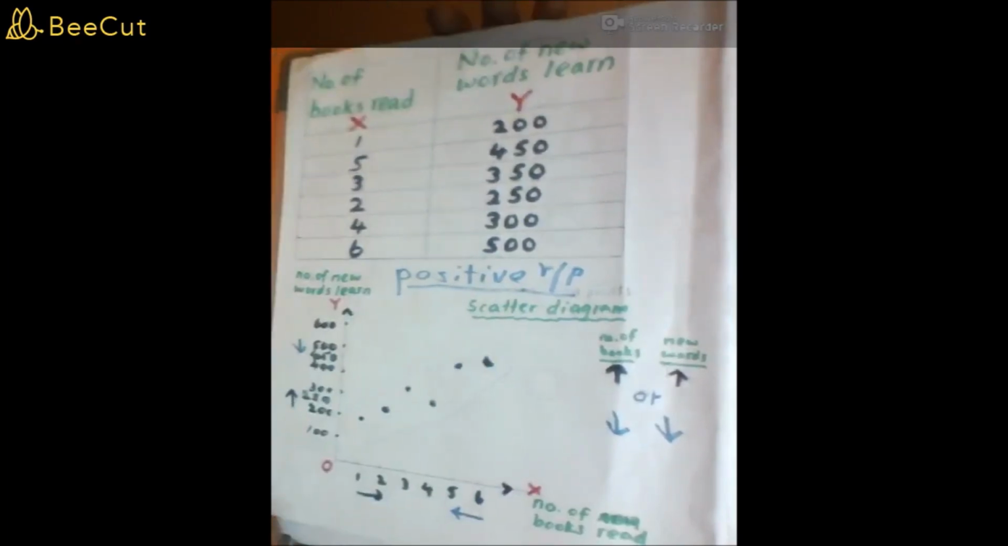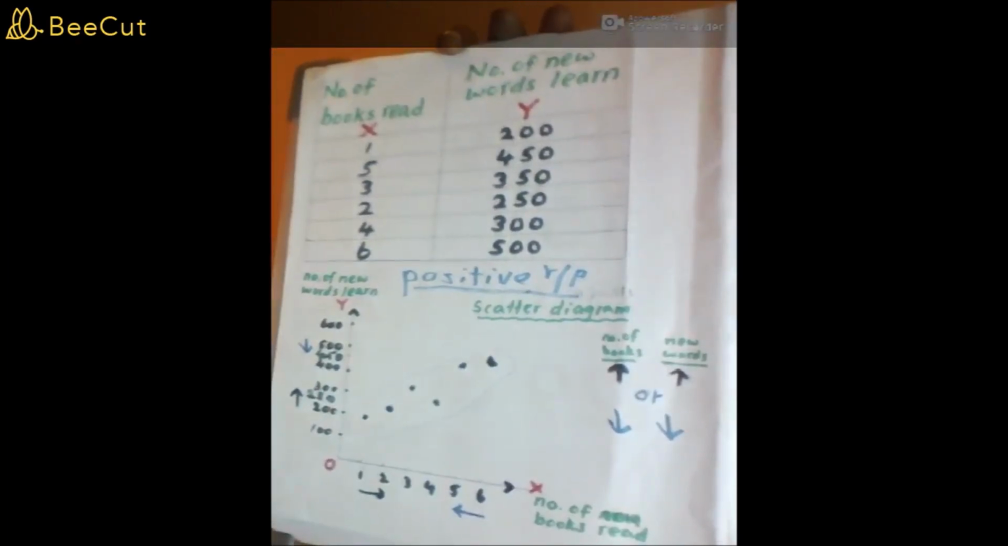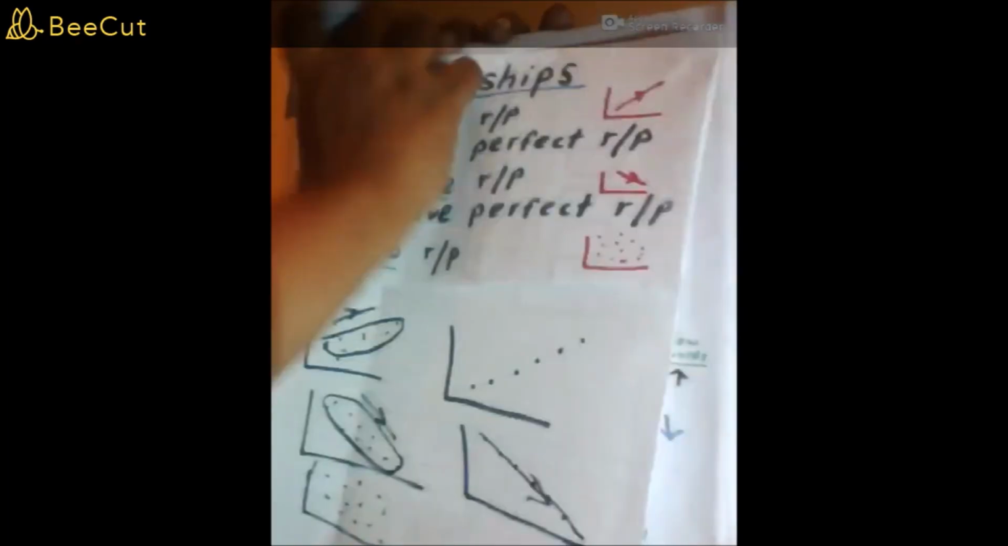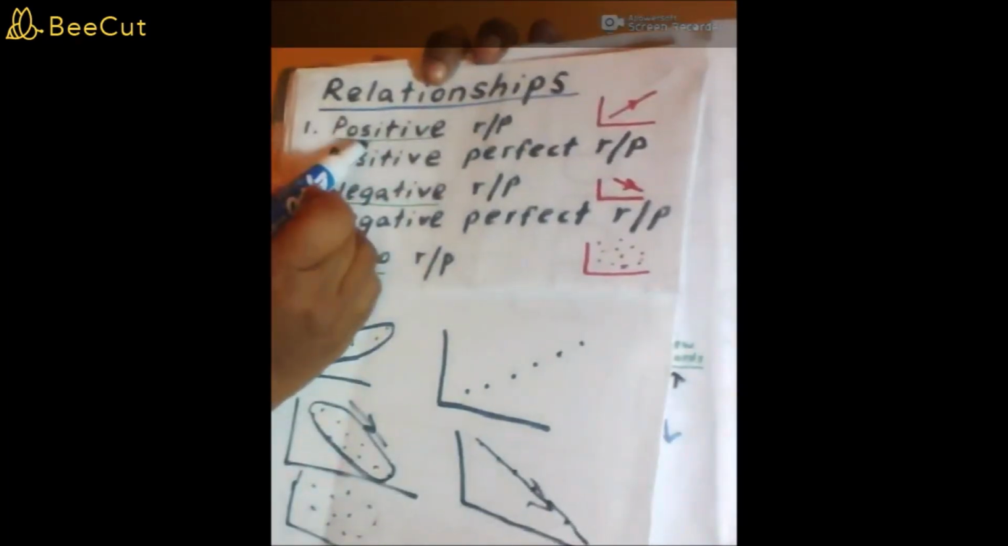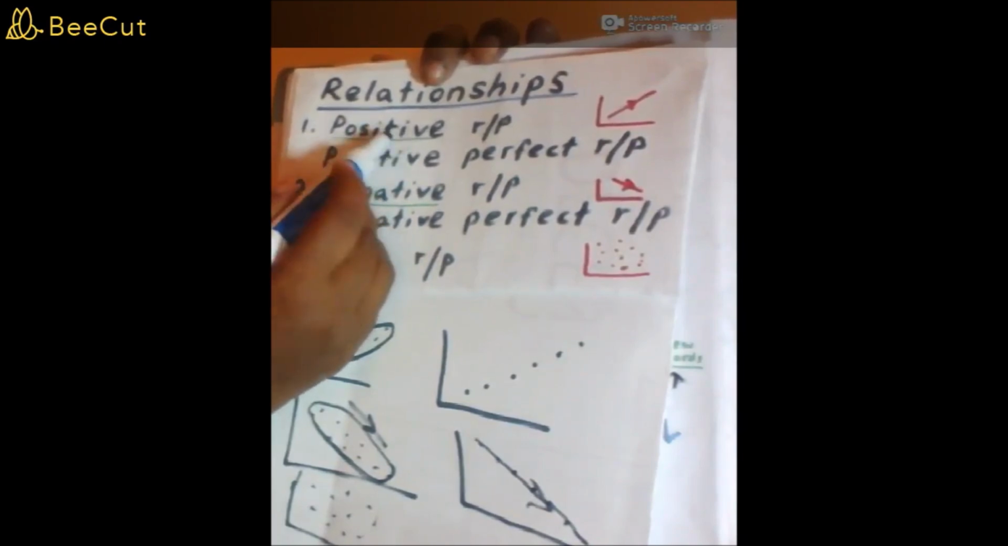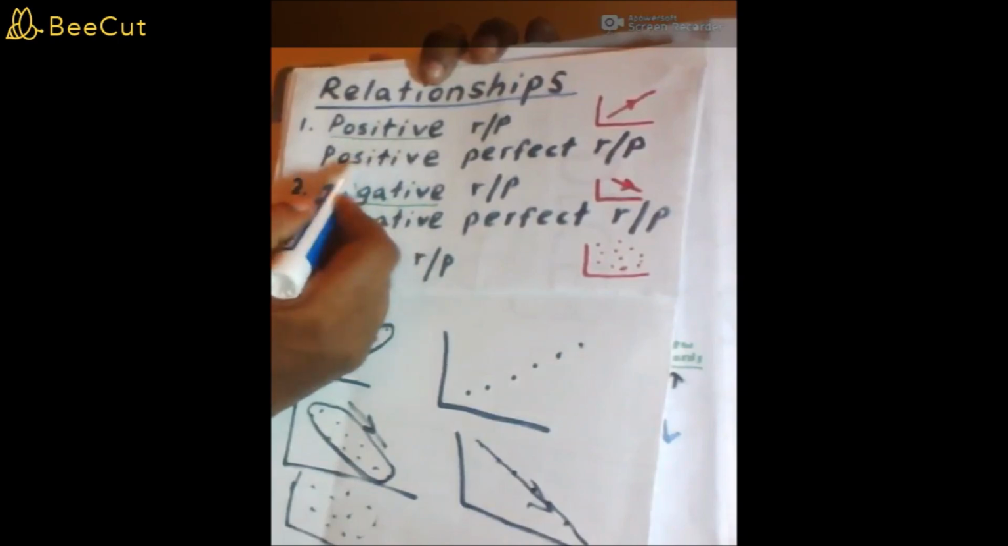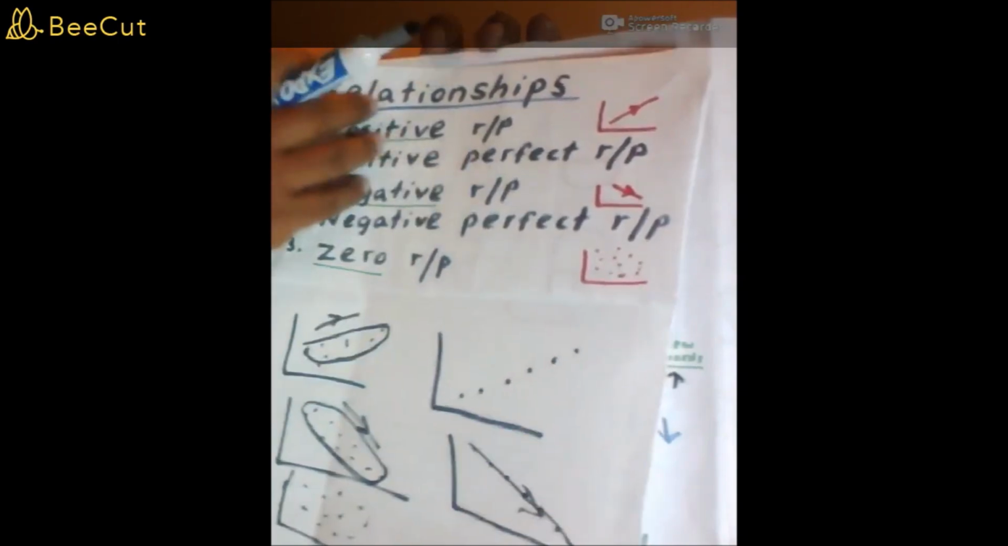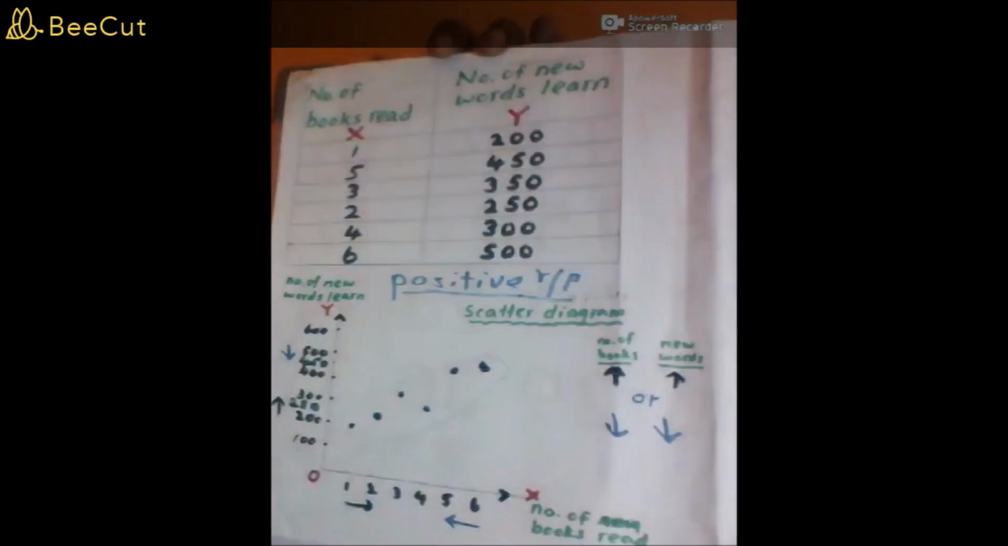Next one. I told you there are 5 relationships here. Positive relationship. Positive means when one variable increases, the other also increases, or when one variable decreases, the other variable also decreases. That's positive. Now we are going to study positive perfect relationship. This one. Positive perfect, right?